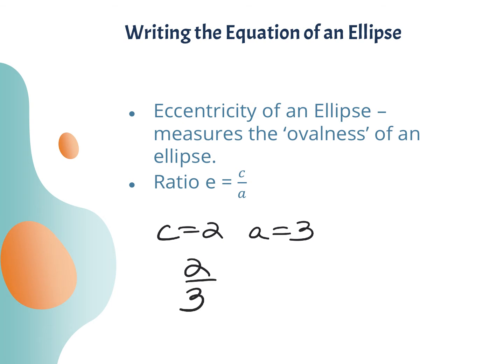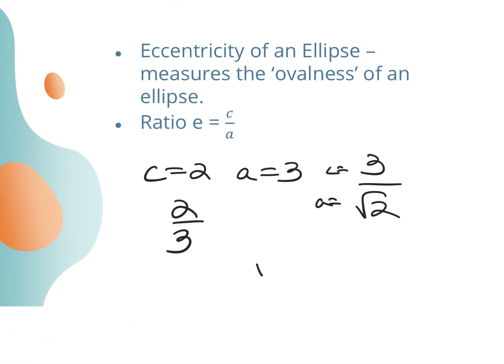If one of your values is a radical, let's say that it ended up being 3 over the square root of 2. So let's say your c value was 3 and a was square root 2. You don't need to rationalize it. WebAssign will let you enter it just like that. Even if it was the square root of 18 over 5, it's not going to expect you to break it down. So whatever you get for c, whatever you get for b, just put it in just like that. Again, we will not test you on finding e, the eccentricity. Again, it's just the ovalness of the ellipse.